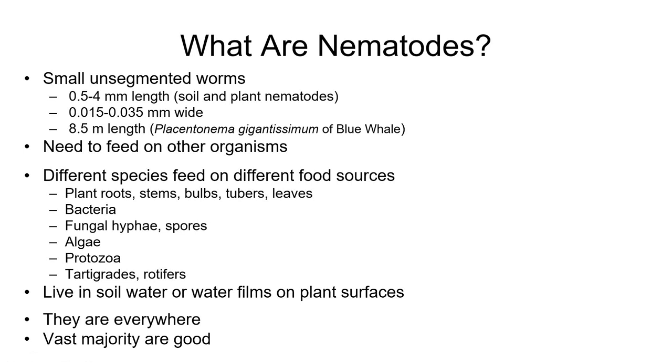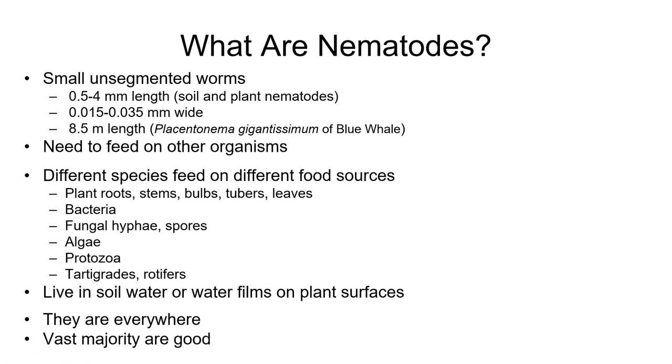So the animal parasites can be quite large. Maybe your dog or cat has coughed up a bunch of worms. Those are nematodes. They're quite large. The ones that we're dealing with in soil and in plants are much smaller, okay?